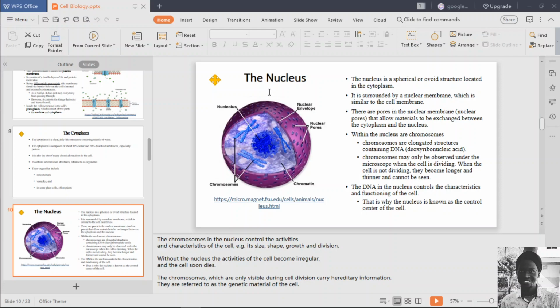That's why some of us have appearances like our forebears, because of our DNA that is passed on from generation to generation. The chromosomes are also referred to as the genetic material of the cell, or the blueprint of the cell.